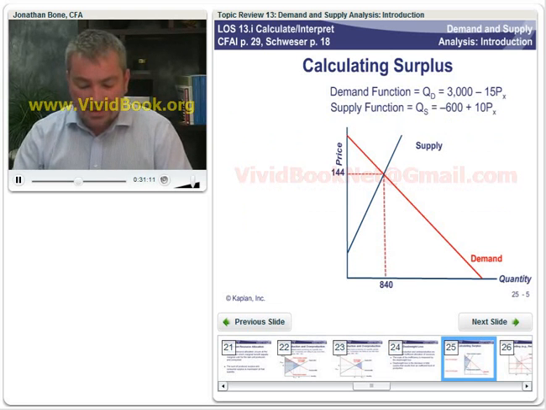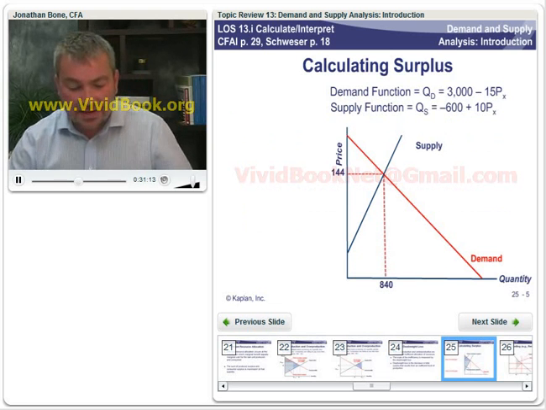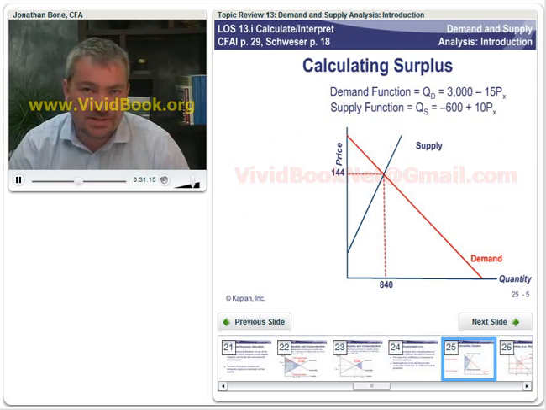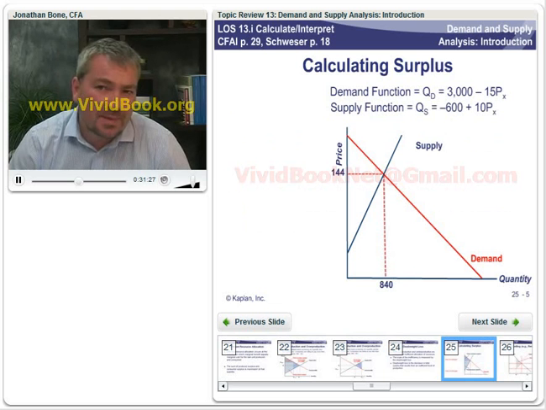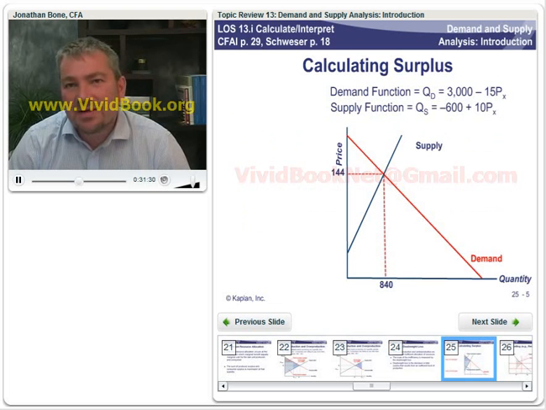Now, our LOS next asks us to be able to calculate consumer and producer surplus. And what we need to remember here is we're looking at two triangles on our diagram. Of course, we know to calculate the area of a triangle, we use half base times height. So we're going to use the supply and demand curves that we computed earlier for equilibrium. If you remember, we came up with a price of 144 and an equilibrium quantity of 840.